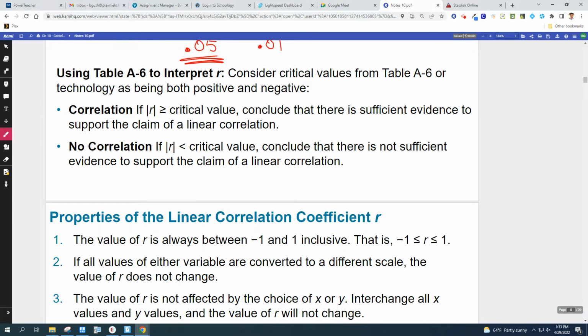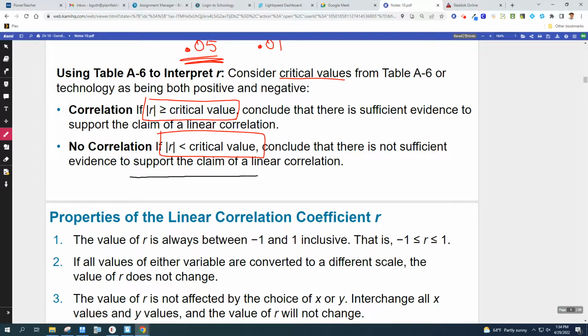The table is a little bit harder to use, but it's going to give us something called critical values. And we can do a similar calculation there by comparing our R number to our critical values. So correlation, if that absolute value of R is greater than or equal to the critical value, and no correlation if the absolute value of R is less than the critical value. It's actually easiest if you look at a picture of this on a number line.